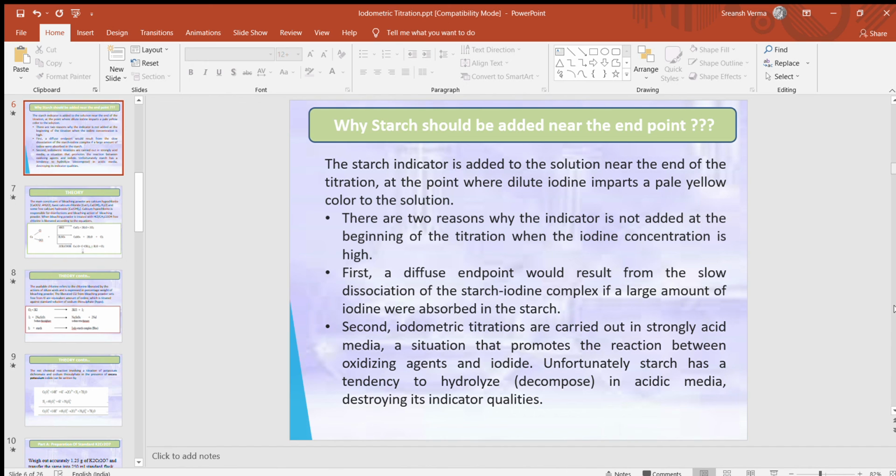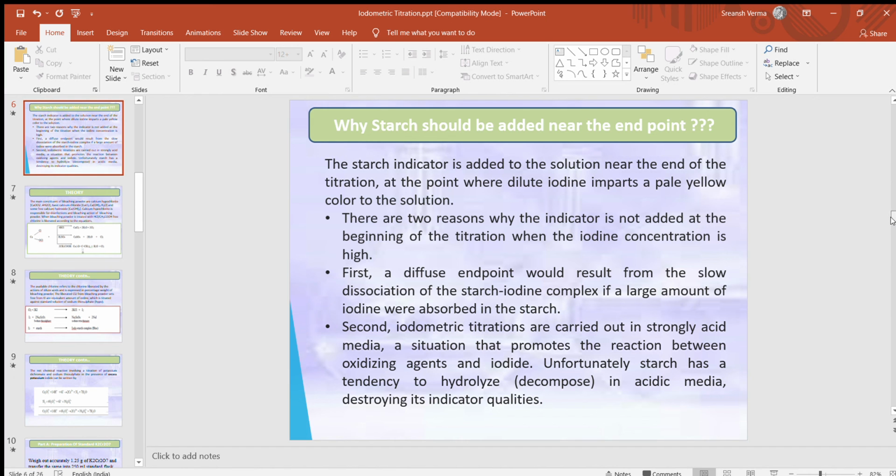The acidic medium is required to promote the reaction between the oxidizing agents and the iodide. So first we carry out the reaction. We make the concentration lower, so that the starch will also be able to perform its duty, and also we are able to get the iodine back from the surface. This is why we are using this starch near the end point.